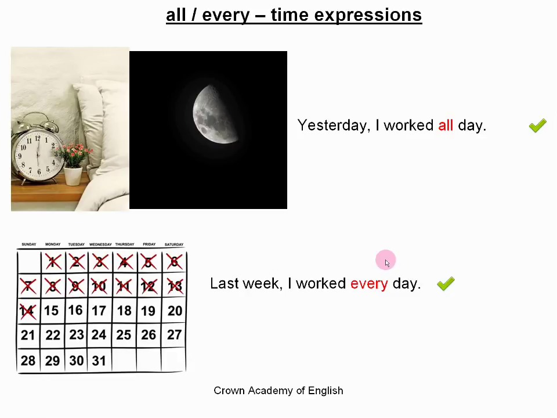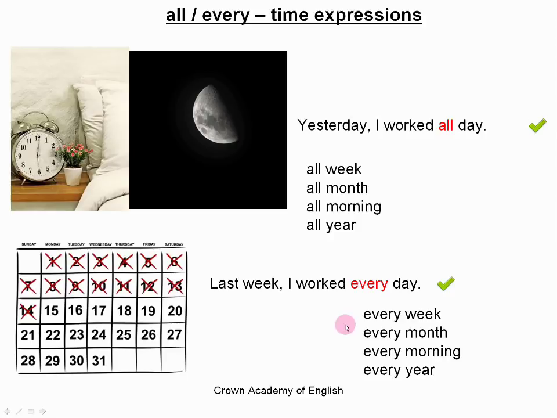So examples of words we can say here, we can say all week, and that would mean we start on Monday and we finish on Sunday. We can say all month, all morning, all year. And the same for every. We can say every week, every month, every morning, every year. So this is a regular event that is repeated over time, and this is a duration.